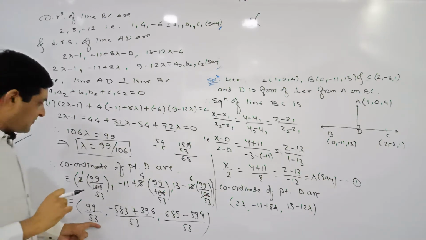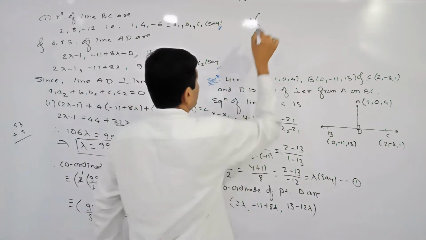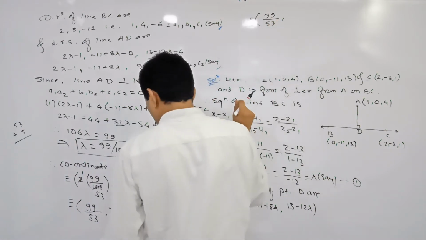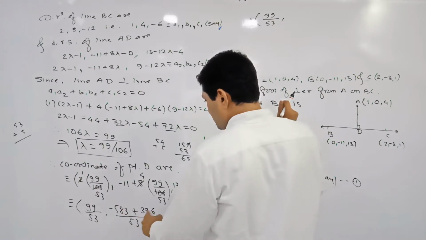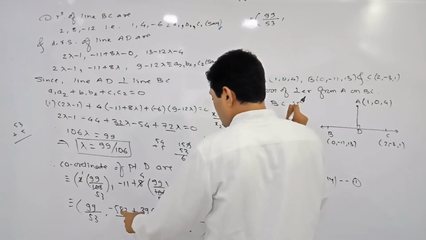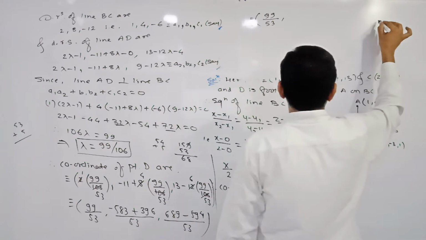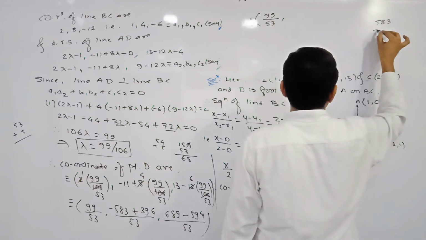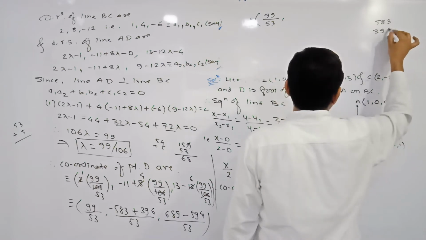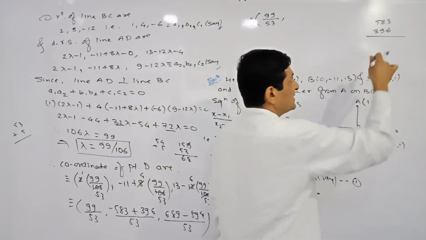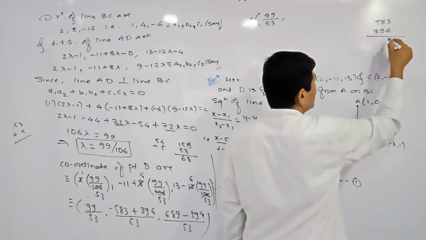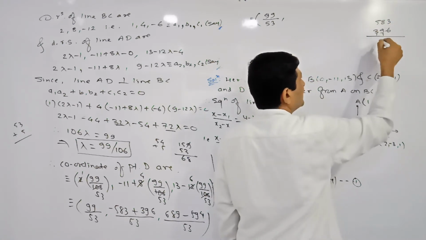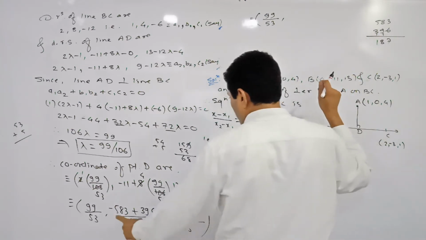Now keep the value of x coordinate as it is. What is the x coordinate? 99 upon 53. Now we have to take the difference here. Observe the terms 583 and 396. We have to take the difference. 13 minus 6 is 7, carry 1. 18 minus 10 will be equal to 8, so 187, but give the sign of the greater number.